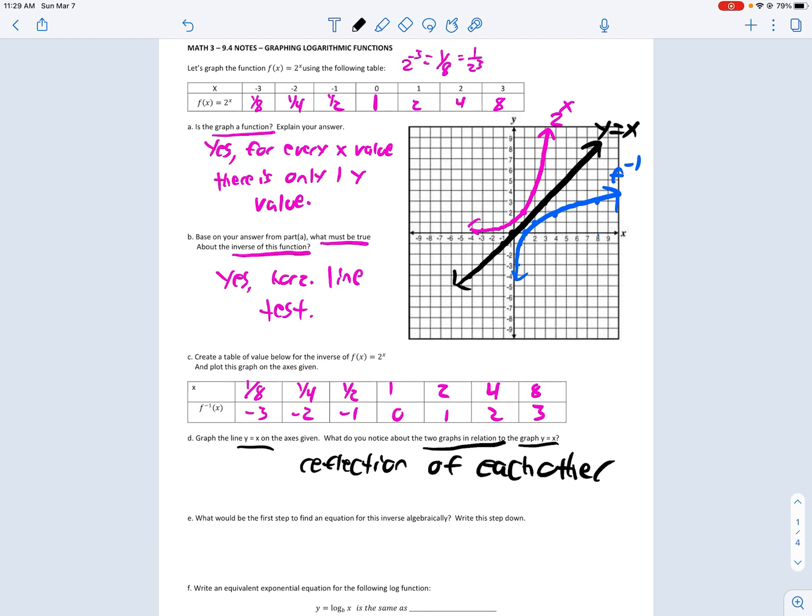So if you have a graph and you graph its inverse, it's actually the reflection over the line y equals x. Now, when we've dealt with inverses before, well, not in this class, in other classes, usually it's algebraically and you just switch the x and y's. But graphically, when you graph an inverse, it's a reflection over the line y equals x.